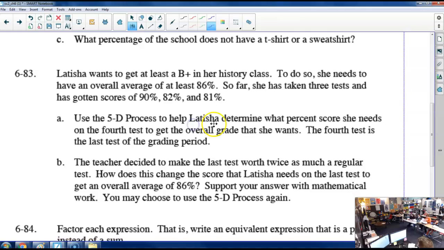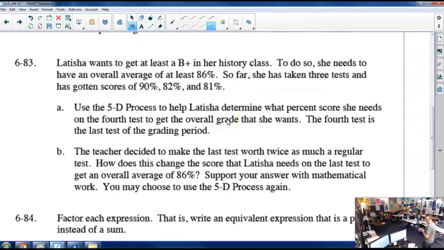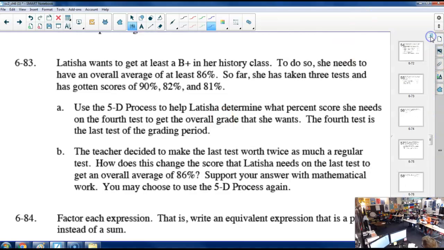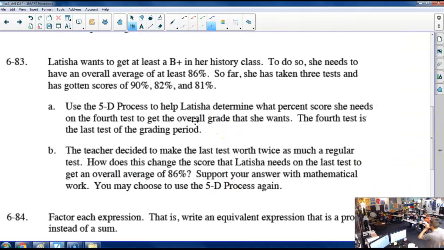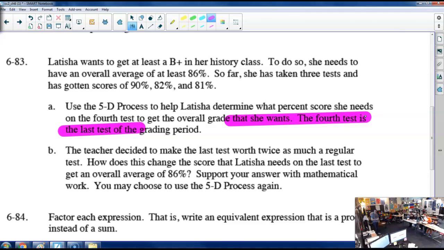Letitia wants to get at least a B plus. Ew, letter grades. She wants to get at least a B plus in her history class. To do so, she needs an average, add them all up, divide by how many you have, of 86. By the way, guys, for anybody following along, this is from 623. Right? So if you're not looking at this, you should be if you're not done with your homework yet. So she's gotten scores of 90, 82, and 81 so far. The fourth test is the last one. So she knows she will only have 4 tests total. Well, what we're wondering is what can add with those to make an average of 86. Now, there is technically like a way that we can like math through this.